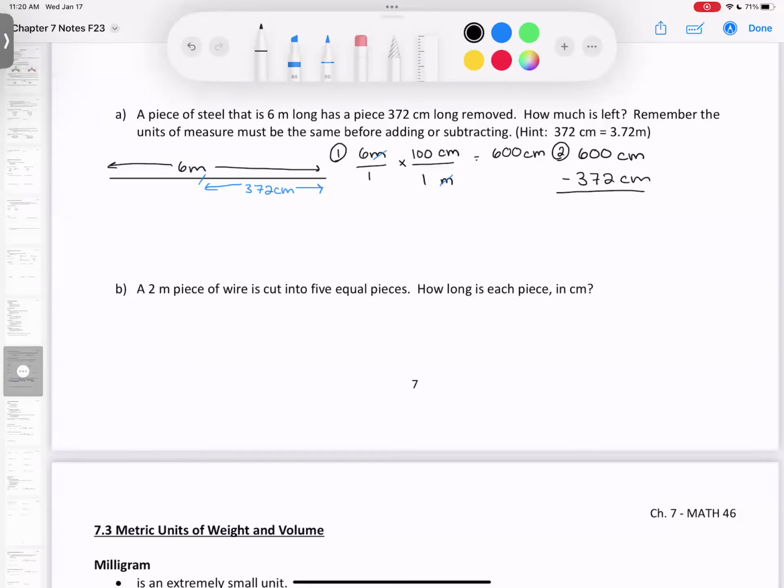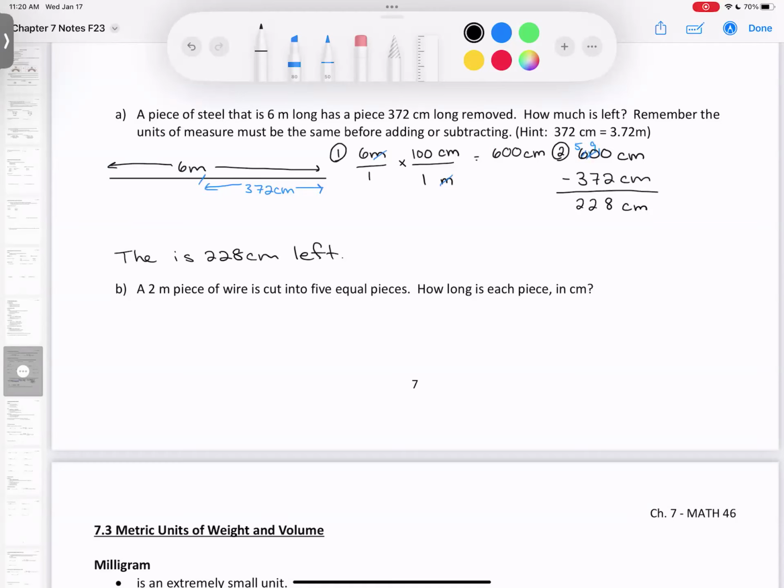So we can do 600 centimeters minus 372 centimeters. You can use a calculator or you can do this longhand. I'm going to do it longhand just for fun. I end up with 10 minus 2 is 8, 9 minus 7 is 2, 5 minus 3 is 2. So I get 228 centimeters left. They don't tell us what unit of measurement we have to have for our answer, so our answer could be in centimeters or meters. So we can write there is 228 centimeters left.